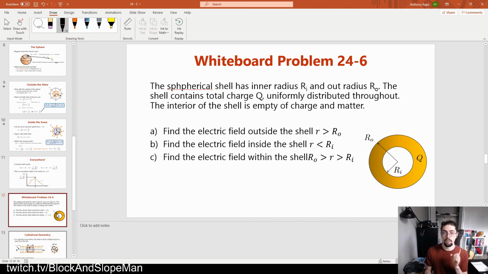Find the electric field outside of the shell. Find the electric field on the interior, and then find the electric field within the shell. And that's going to be the trickiest part. Use Gauss's law. Match up the symmetry. So make your Gaussian surface perfectly match the symmetry of your object. And go through all of the same steps that we just saw in those other slides. And let's go ahead and find these answers.